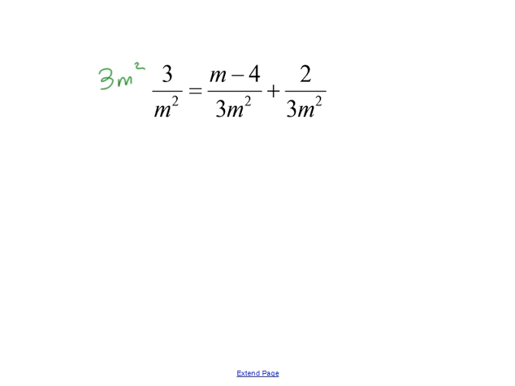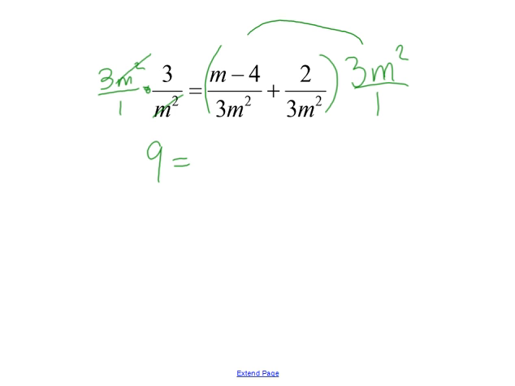So when I multiply the first fraction times 3m squared, what cancels? M squared. Just the m squareds, leaving us with 3. And what operation are we doing? So 3 times 3 is? 9. Then we need to multiply both of these by 3m squared. So when we multiply the first one by 3m squared, what cancels? The 3m squared down here cancels with the 3m squared up here. When it cancels, it leaves us with a 1. So what's m minus 4 times 1?